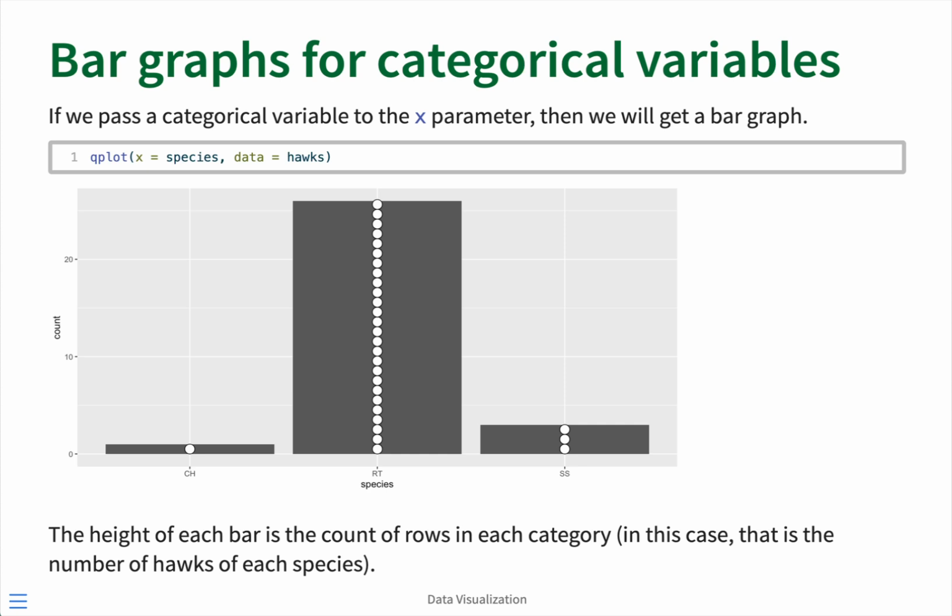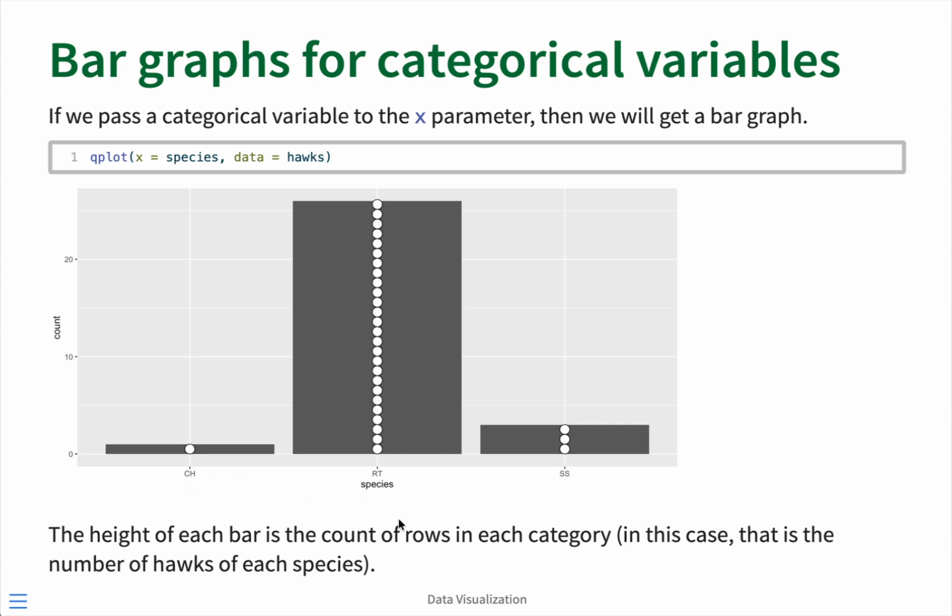So if we have a categorical variable, then qplot will create a bar graph. And it's the same concept as a histogram, right? Each bar counts up the number of observations, except that the categories are already determined for us, right? Because they'll be part of the variable.